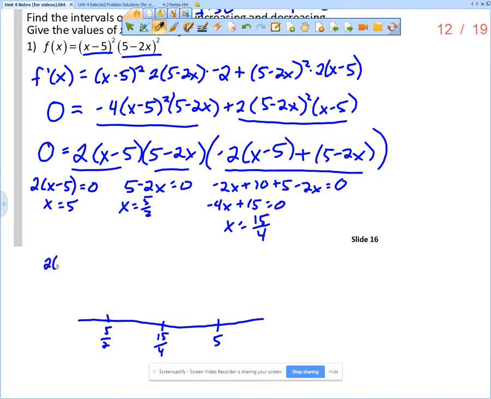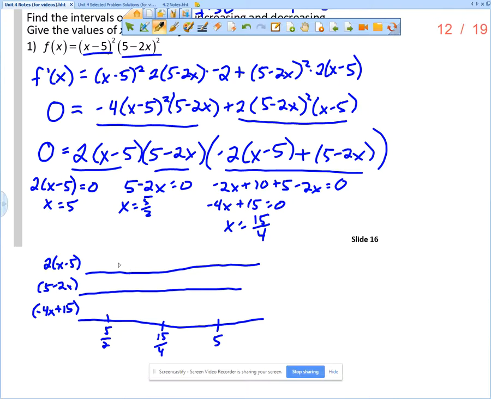Now on the side, I'm going to put my factors. I have 2 times x minus 5, I have 5 minus 2x, and I have negative 4x plus 15. So now I have 3 rows in my sign analysis. On the top row, I'm going to put a 0 above 5. On the middle row, I'm going to put a 0 above 5 halves, and on the bottom row, I'm going to put a 0 above 15 fourths.